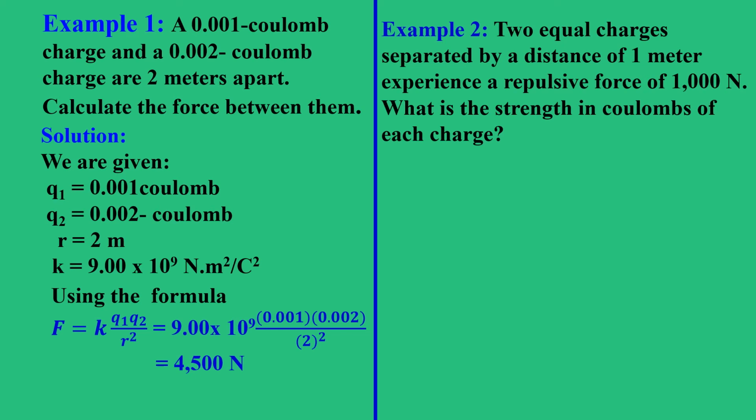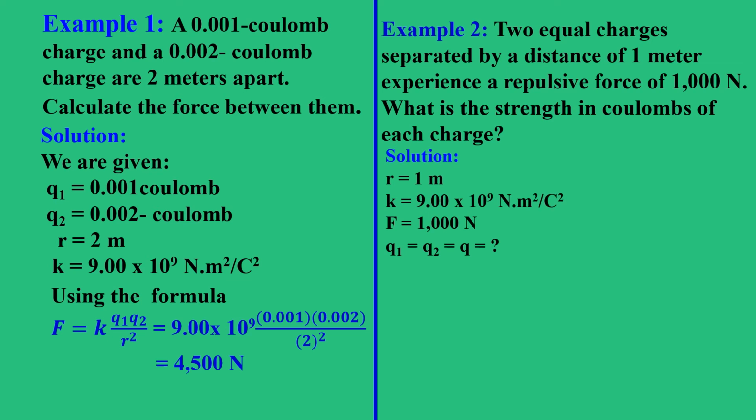Example number 2. Two equal charges separated by a distance of 1 meter experience a repulsive force of 1,000 newtons. What is the strength in coulombs of each charge? Solution. Here we are given the distance between them is 1 meter. K is 9 times 10 to the 9 Newton meter squared per Coulomb squared. The force is 1,000 newtons.